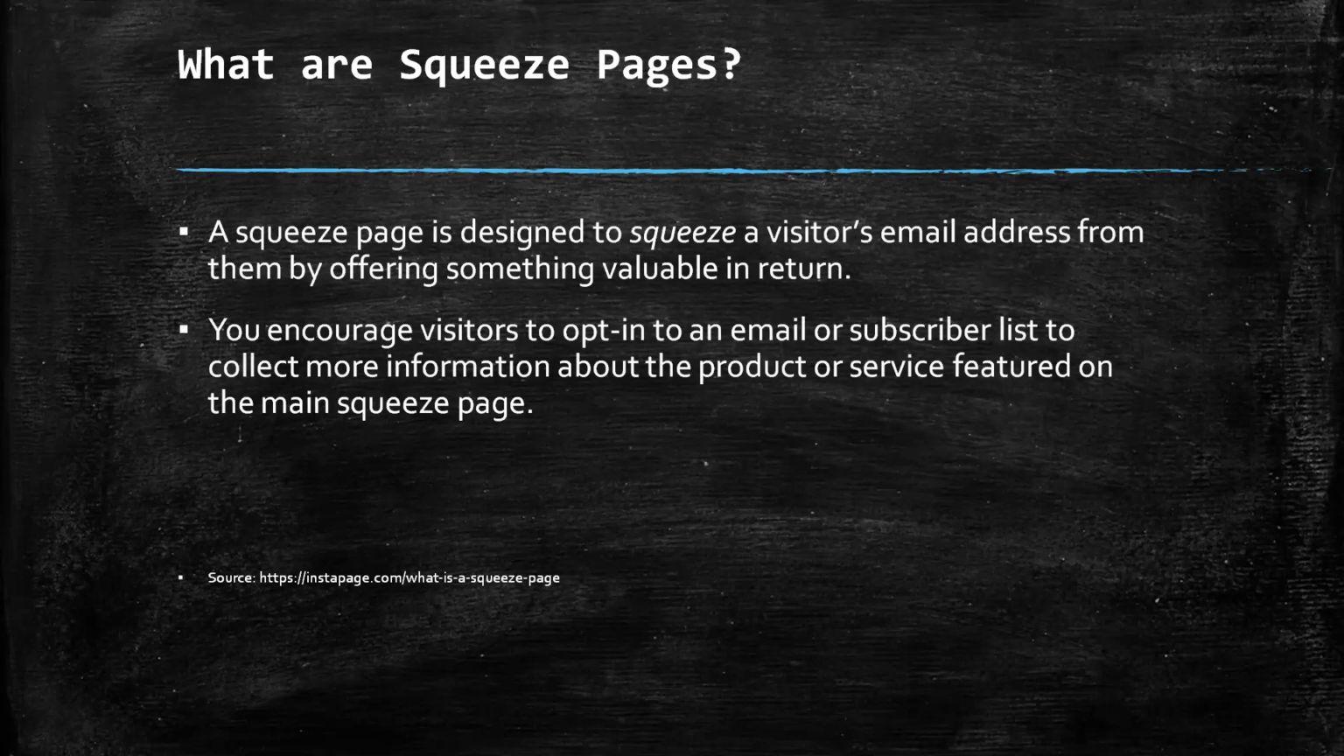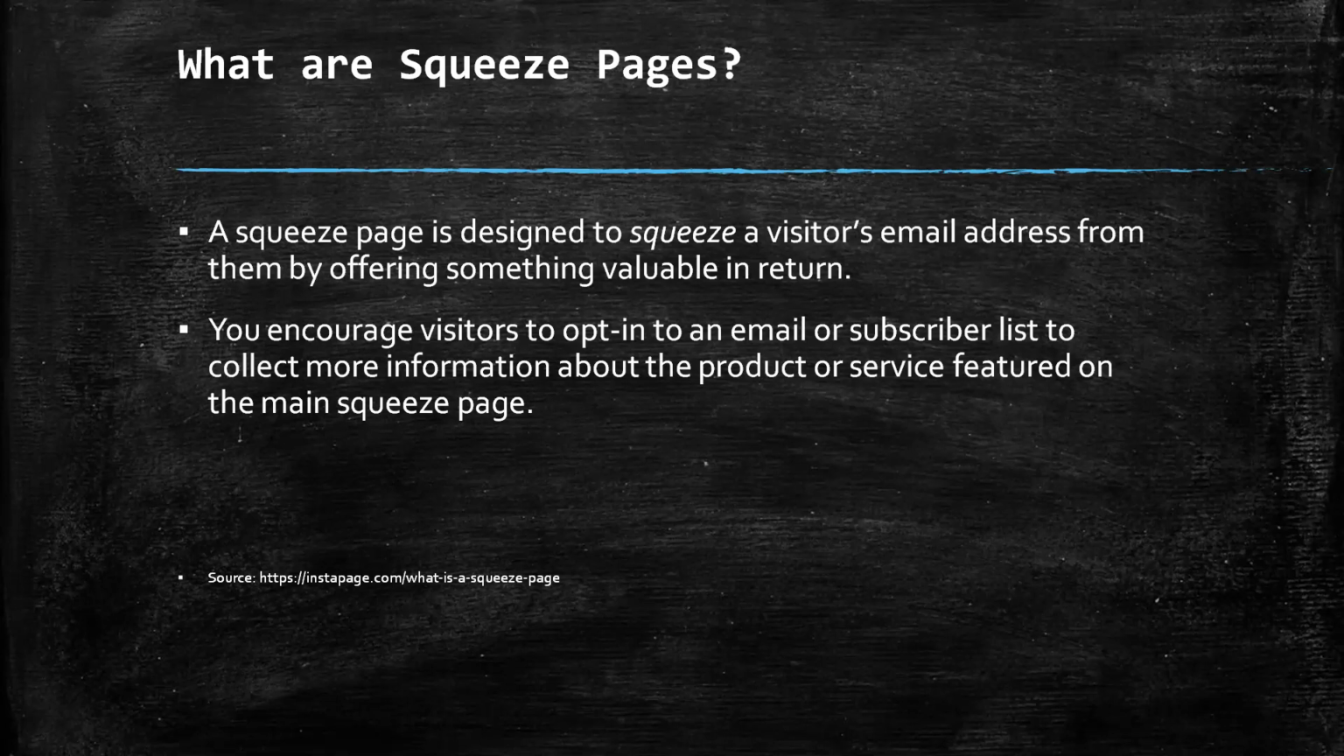So what are squeeze pages? A squeeze page is designed to squeeze a visitor's email address from them by offering something valuable in return. This is what we call an ethical bribe. Something valuable could be in the form of a PDF, maybe a link to a video, or even a discount code. So many combinations, you've got to be creative at it. You encourage visitors to opt in to an email or subscriber list to collect more information about the product or service featured on the main squeeze page.